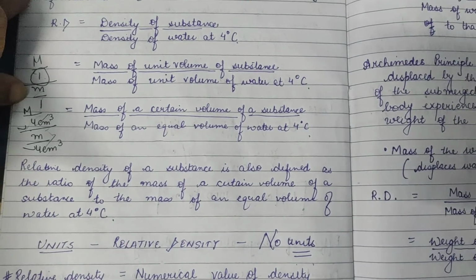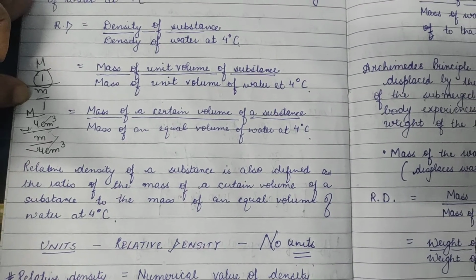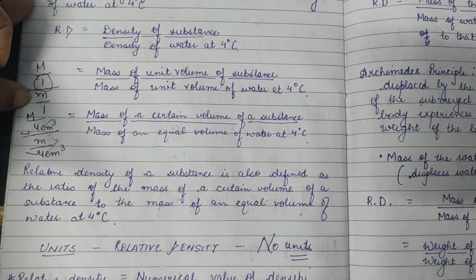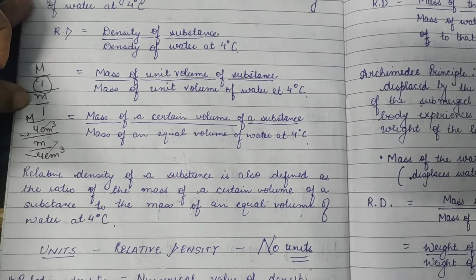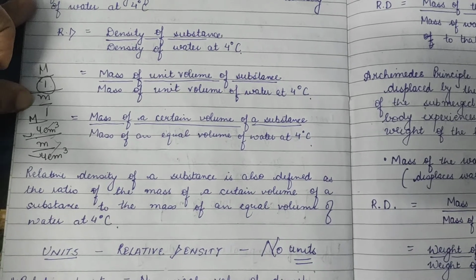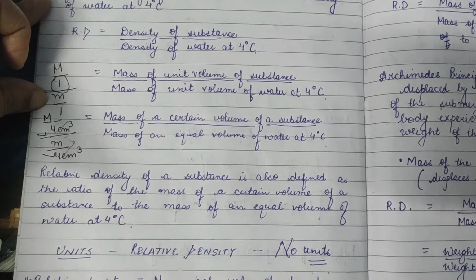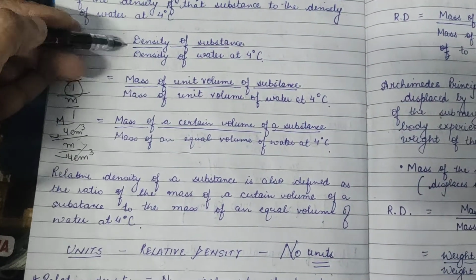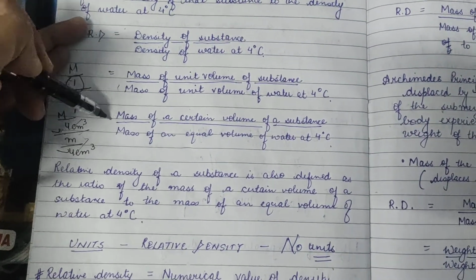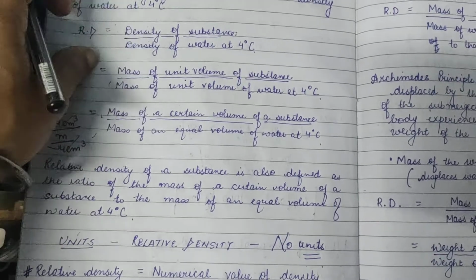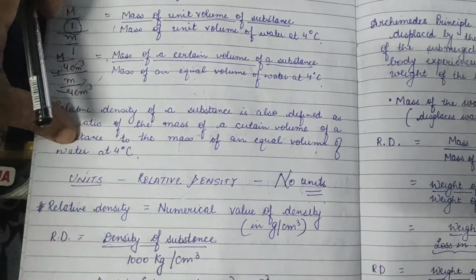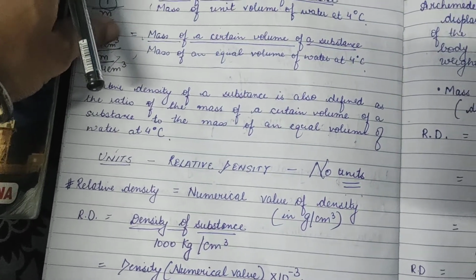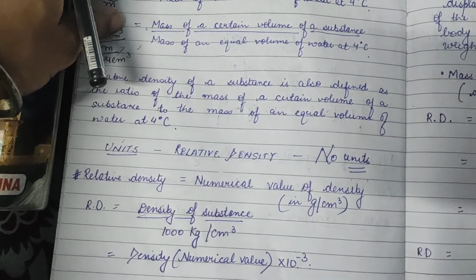So from here we define relative density. Relative density of a substance is defined as the ratio of the mass of a certain volume of substance to the mass of an equal volume of water at 4 degrees Celsius. Now we have said it is a comparison of densities or masses. So the relative density has no units.